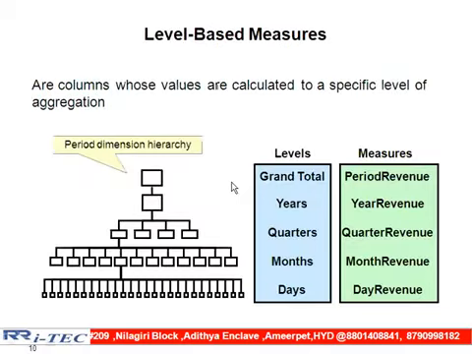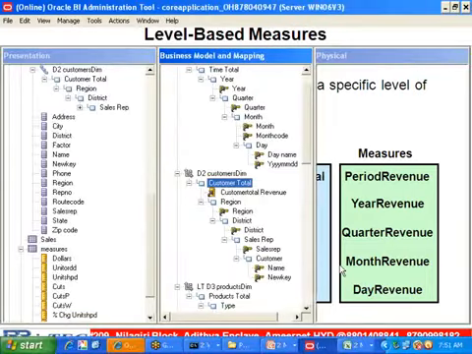If you see my level based measure definition, level based measures are columns whose values are calculated at a specific level of aggregation. Suppose I am saying measures, period revenue, that means total revenue. Year-wise revenue, quarter-wise revenue, month-wise revenue, day-wise revenue: these are not level-based measures.